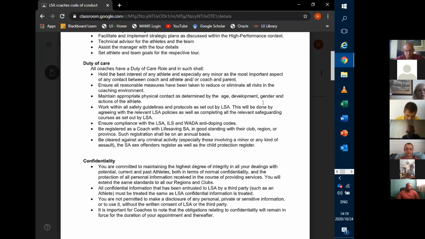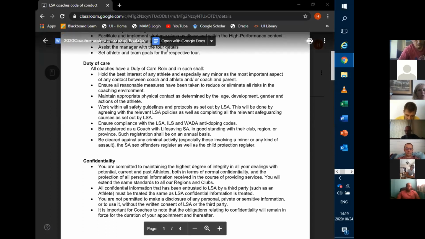Be registered as a coach with Life Saving South Africa, and you have to be in good standing, and that starts at your club, then your region, then your province. And that gives you the benefit that if anyone requires a coach, then LSA knows that you are in good standing and will give your name to them. Be cleared against any criminal activity. And that comes back to what I said of maintain appropriate physical contact, etc.